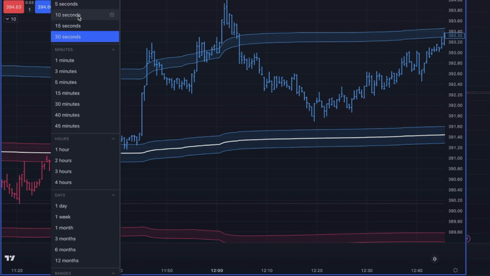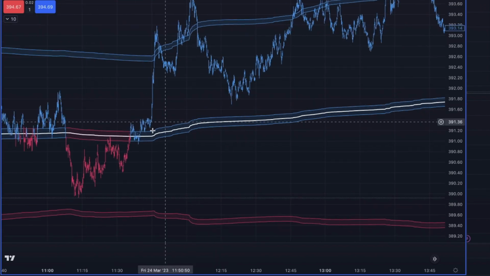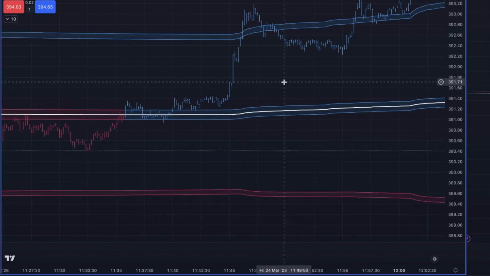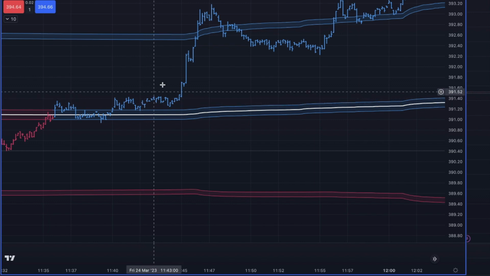Now let's look at it on the 10-second time frame. As we can see over here, the entry would have probably been right around here.